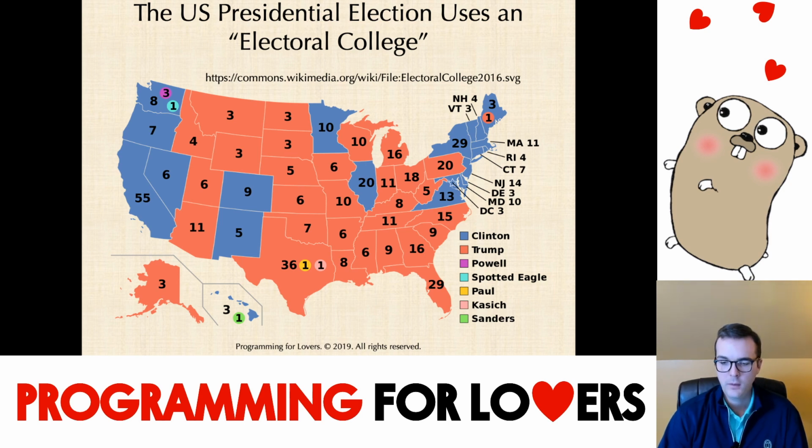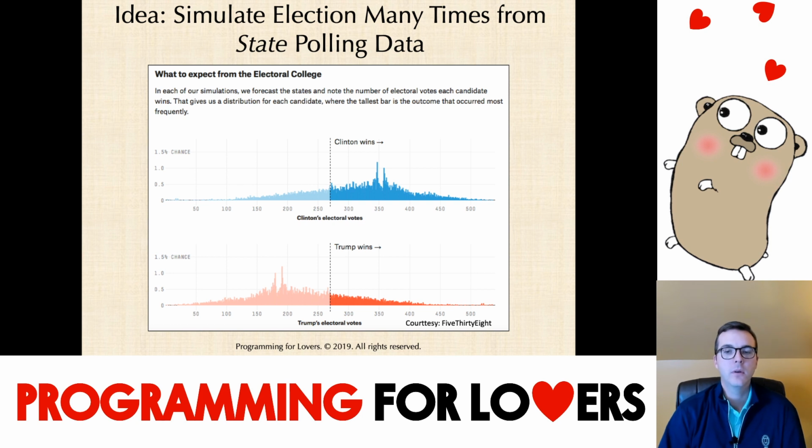So the idea that we want to employ is to simulate the election many times using the state polling data. This is what an outlet like 538 did. You'll notice that in these, there's a bar chart for a given number of electoral votes, and the height of the chart represents the frequency, the number of elections over many simulations, that the given candidate will receive that exact number of votes.